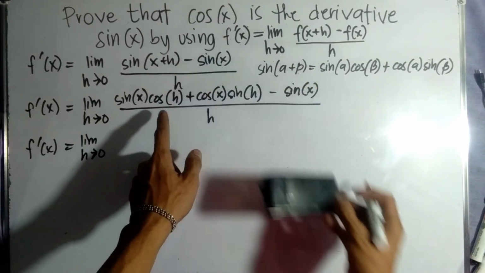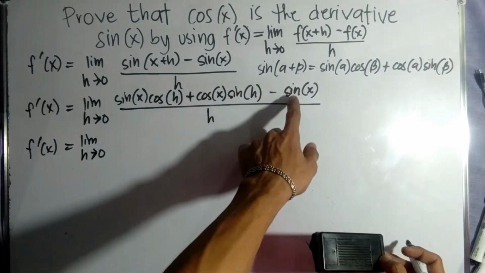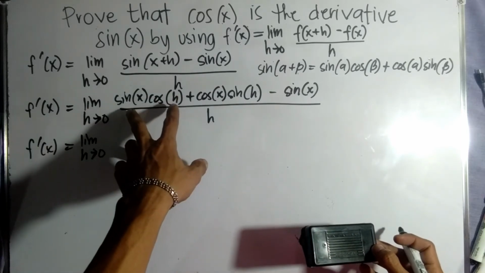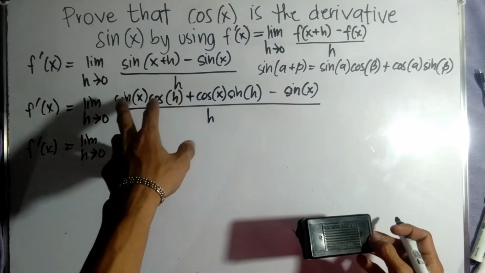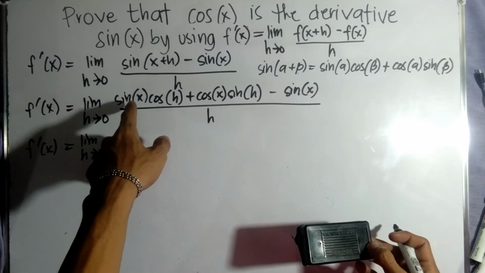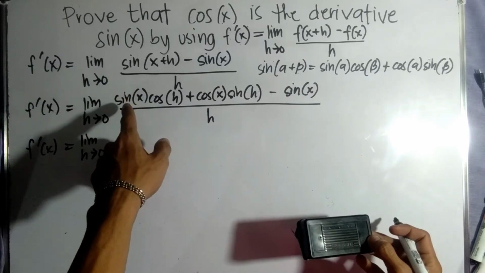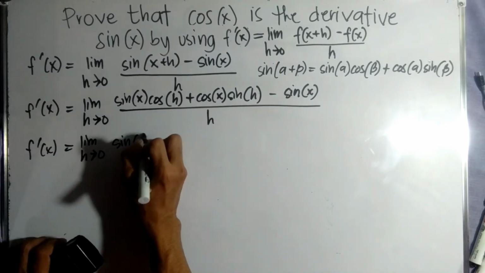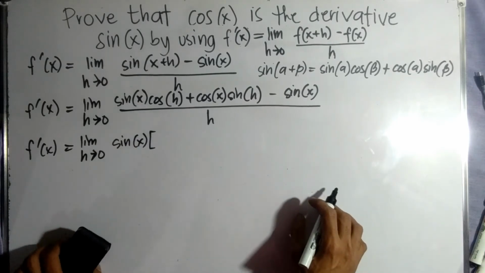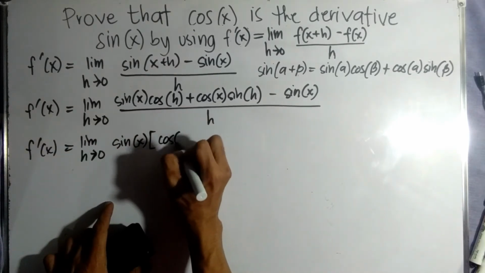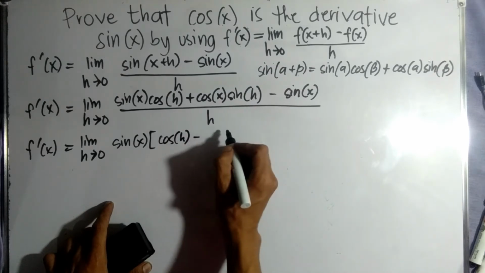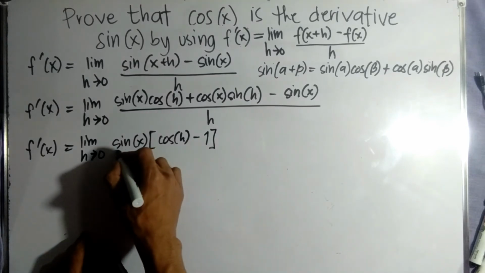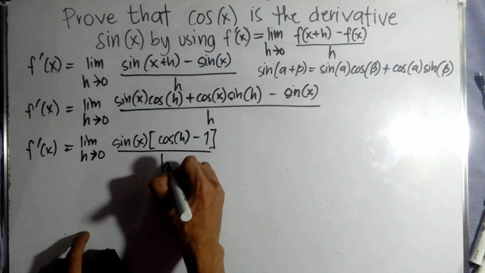sine x and cosine h subtracted to sine x, pwede natin siyang ipagsama. Then, kapag pinagsama natin siya, factorable na siya. Ang common factor dito is sine x. Okay, ito. So, bale, ilalabas natin si sine x, multiply to the quantity cosine h minus 1. Okay? Then, all over h.